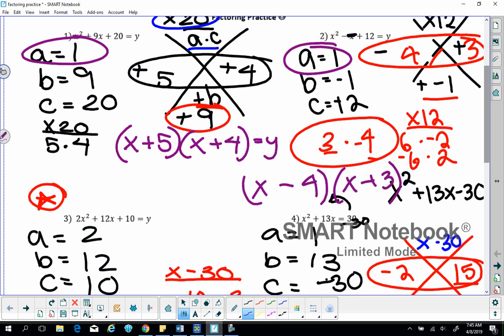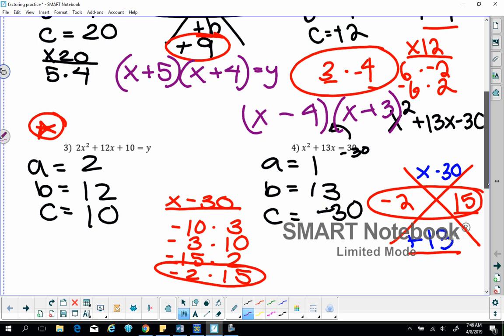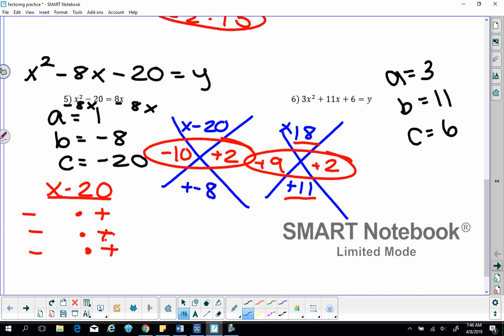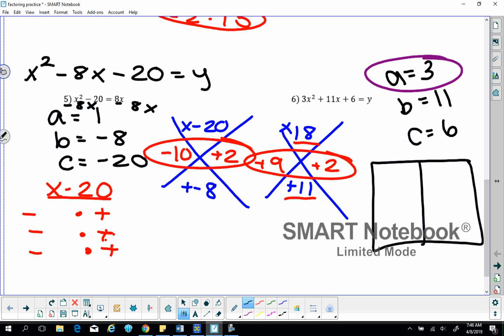And that's it. If A is greater than 1, skip that one for right now. We'll do this last. But if we go down to this bottom one, C6, see how A is not 1? What you're going to do is the box method. Remember the box method where we multiply? We kind of went over this before break. You put the A term right here in the first box, so 3x squared.